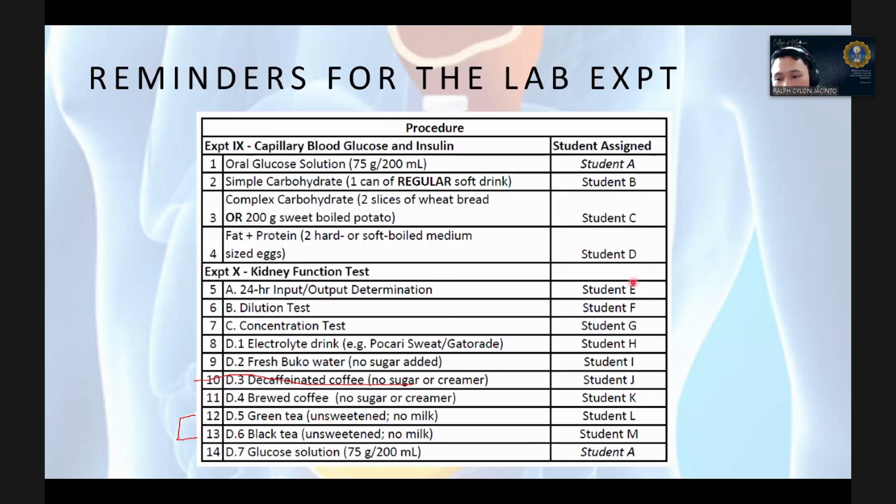And then for females pala, if you are assigned to do this one, yung experiment 10, and you are on your period, please swap na lang kayo with another subject na gagawa ng experiment 9. Yan. Okay?